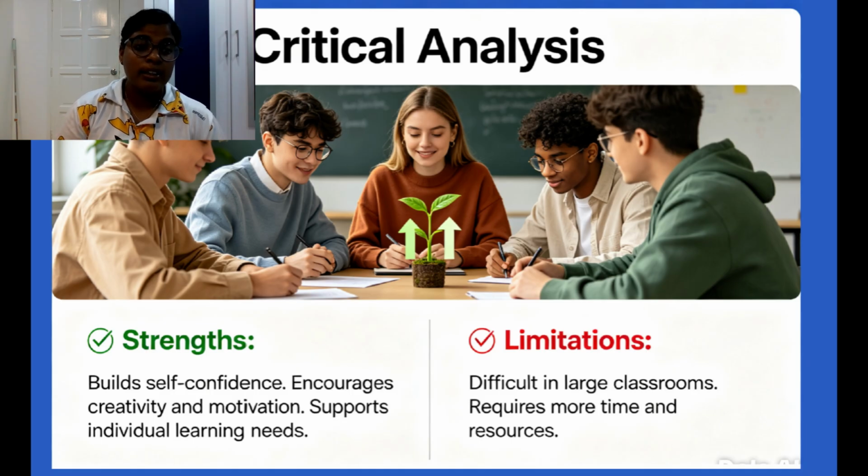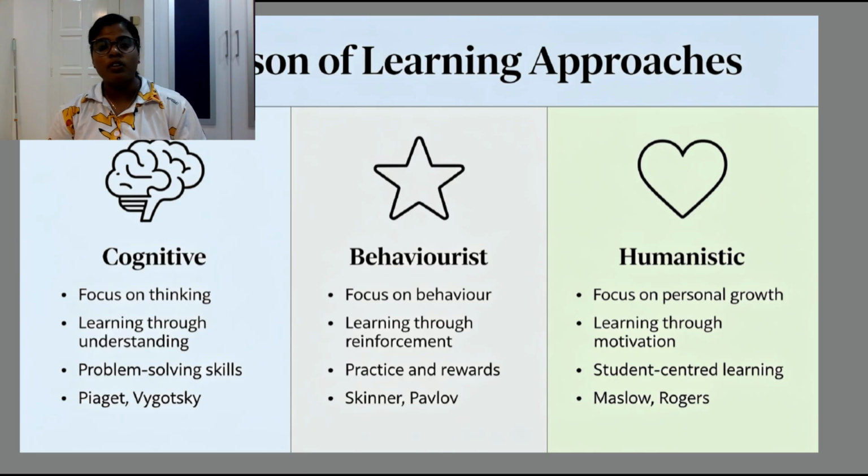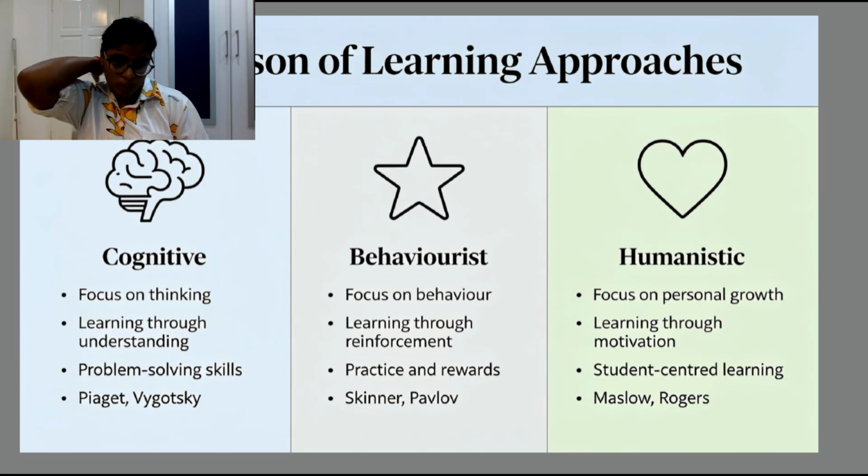Now let us compare these three learning approaches. Although each theory has different ideas about learning, they also contribute to effective teaching. The cognitive learning theory focuses on thinking, understanding, memory, and problem solving. The behaviorist learning theory focuses on observable behavior, reinforcement, repetition, and practice. Meanwhile, the humanistic learning theory focuses on emotion, personal growth, self-confidence, and motivation.